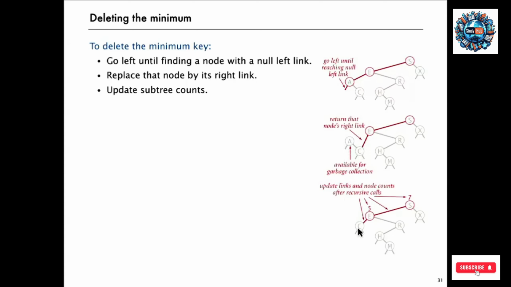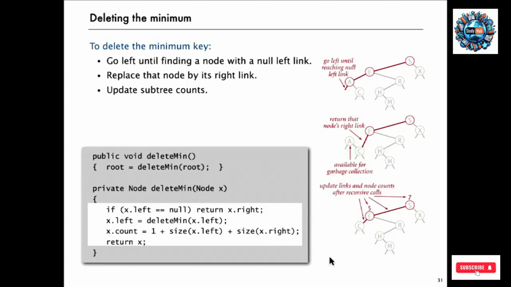And then we use our usual trick of returning the link that we went down to update the other links after the recursive calls. And also, we have to update the counts. Something happened down below, and we use that code to update the counts in a consistent way. So this code implements delete min. Not too bad at all. If x.left equals null, return x.right. Otherwise, x.left equals deleteMin(x.left). And then when you're done with that, you fix the count.